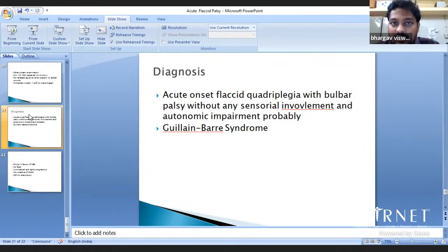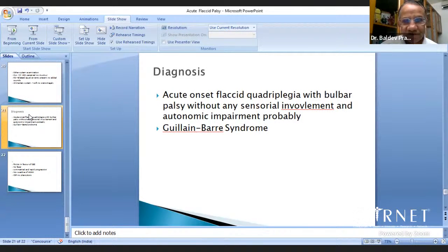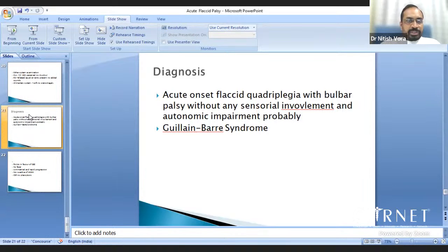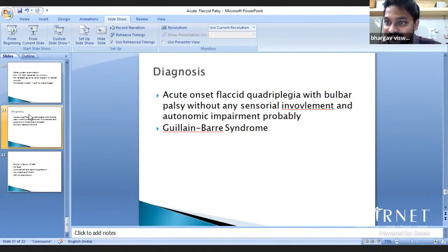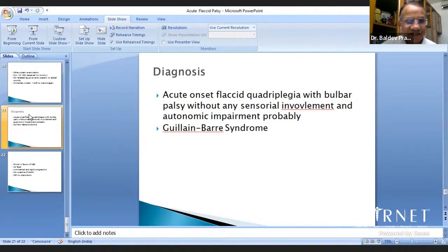It is an acute onset flaccid quadriplegia with bulbar palsy without any sensory involvement and autonomic impairment. It is most probably Guillain-Barré syndrome. With or without bulbar palsy? Bulbar palsy was not there in your examination. So I think it was in the course of the hospital stay. Okay, course in hospital. Further, anything else, or is it the last slide?